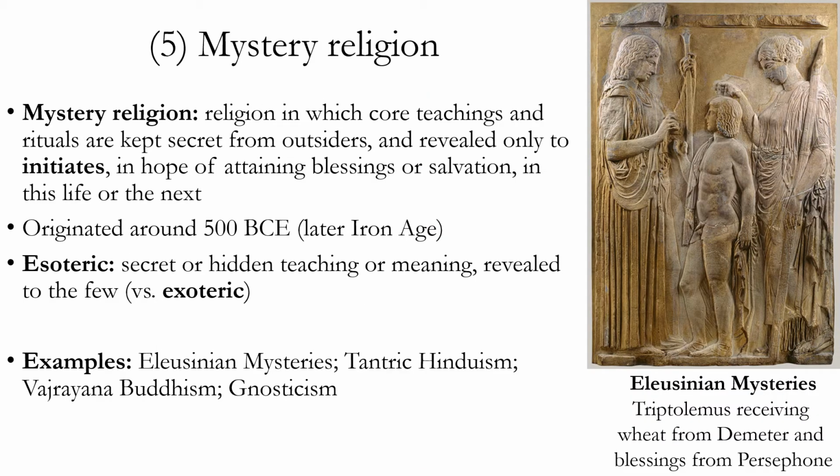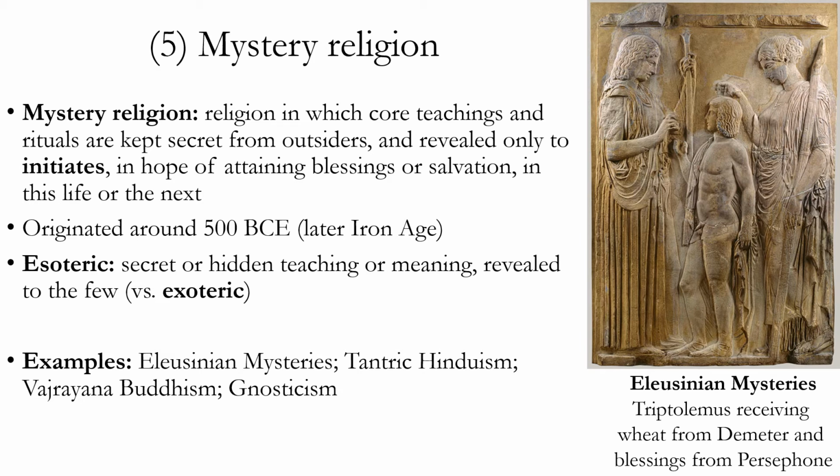A fifth type of religion is called mystery religion. This is religion in which core teachings and rituals are kept secret from outsiders and revealed only to initiates, that is, people who've been inducted into the religion, in the hope of attaining blessings or salvation in this life or the next. Mystery religions originated around 500 BCE, later on in the Iron Age. These religions can be described as esoteric in that they have secret or hidden teachings or meanings that are revealed to insiders and not to outsiders. And you can contrast esoteric religions or teachings with exoteric or public religions or teachings.